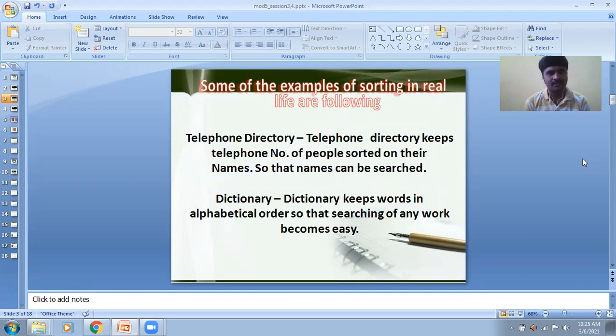Coming to examples of sorting in real life: first, a telephone directory. A telephone directory keeps the telephone numbers of people sorted on their names, so that names can be searched. And secondly, a dictionary. A dictionary keeps the words in alphabetical order so that searching for any word becomes very easy.